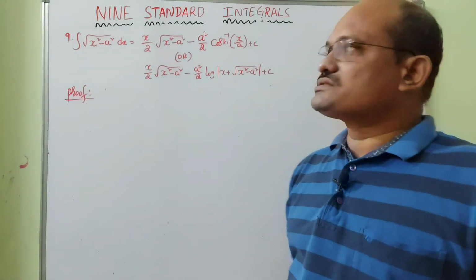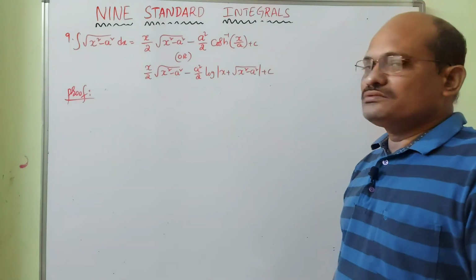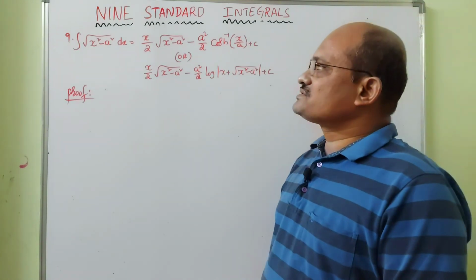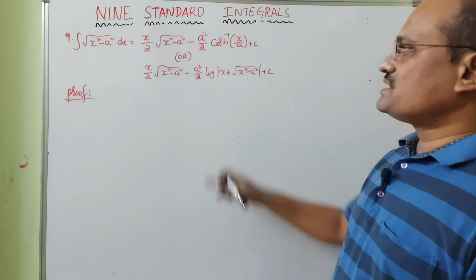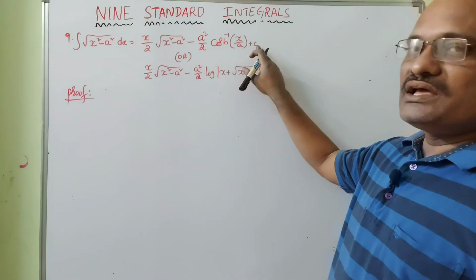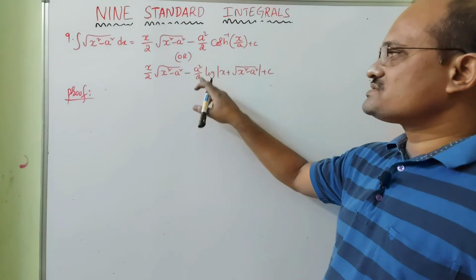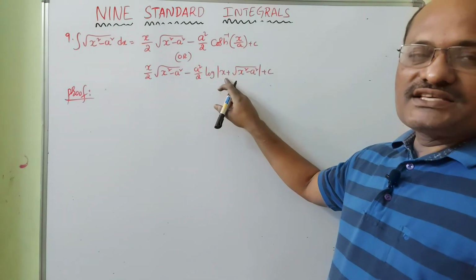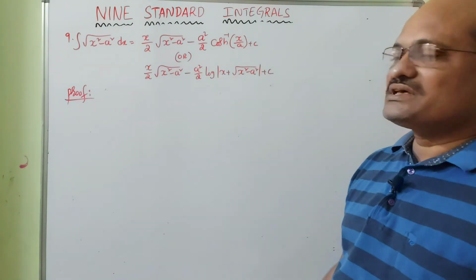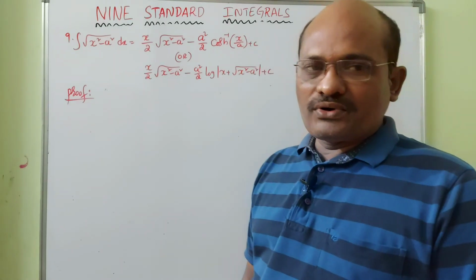Integral of root x square minus a square dx equal to x by 2 into root x square minus a square minus a square by 2 cosh inverse x by a plus c, or x by 2 into root x square minus a square minus a square by 2 log mod x plus root x square minus a square plus c. Now I am going to prove.